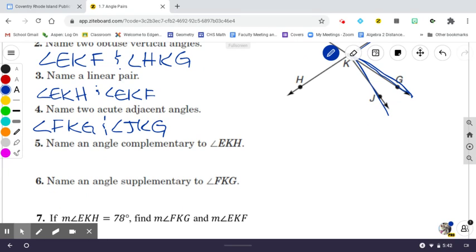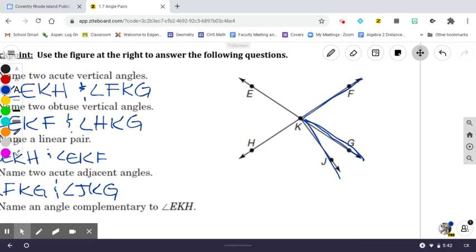Next, an angle complementary to angle EKH. So let's go back to this picture. Complementary to EKH. So EKH is here. Complementary means add to this one to make 90. So this one's kind of tricky because there actually is no answer here. Nothing in this picture is complementary to EKH.